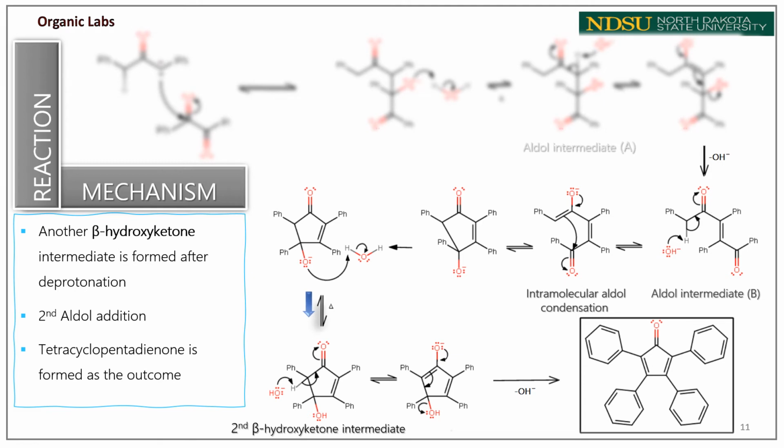This step concludes the second aldol addition, and after that, the same elimination of hydroxide occurs. This yields the dienone product, tetraphenylcyclopentadienone.